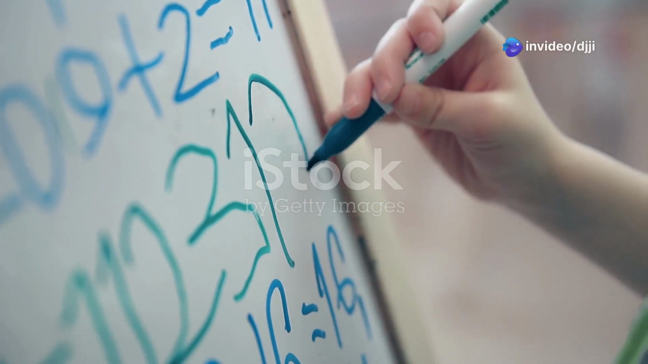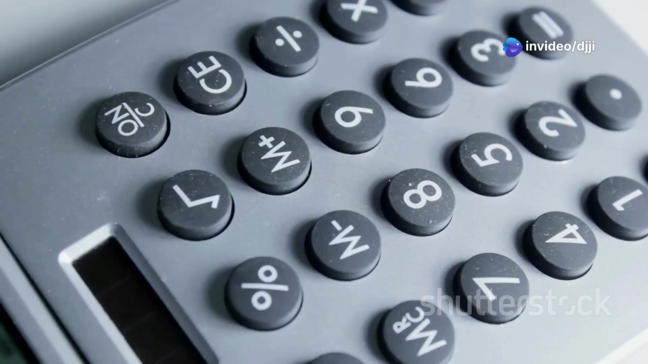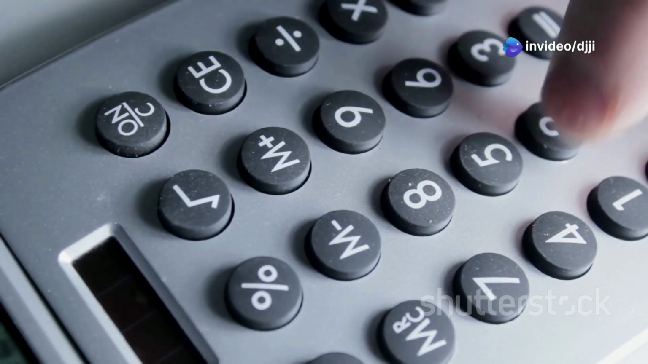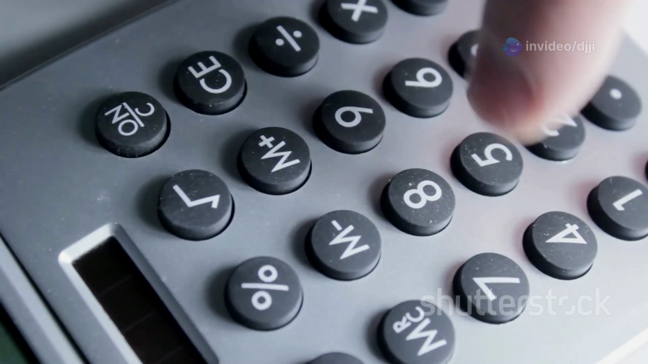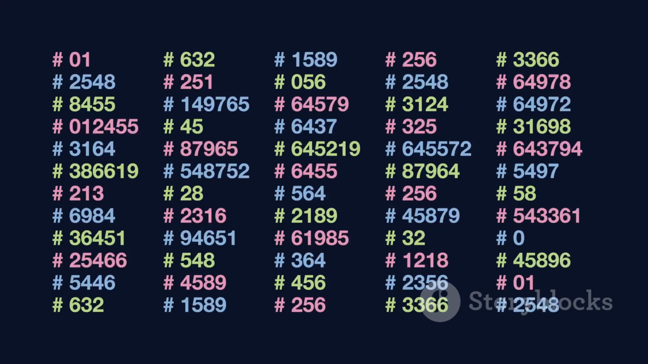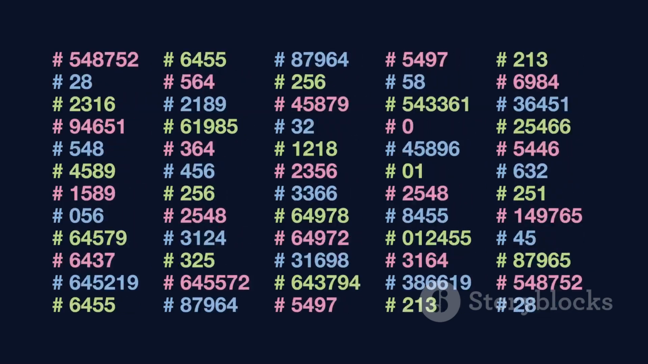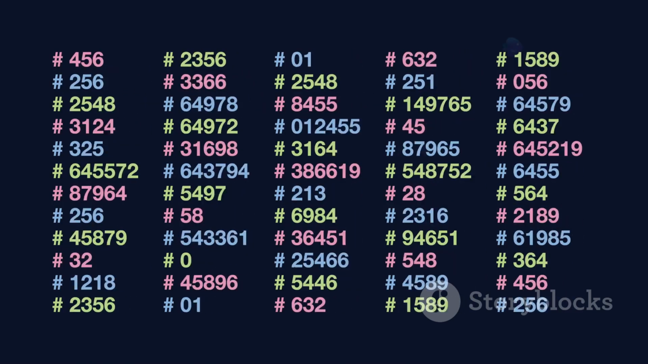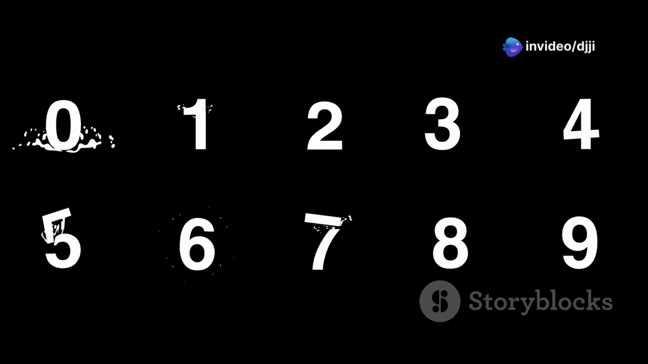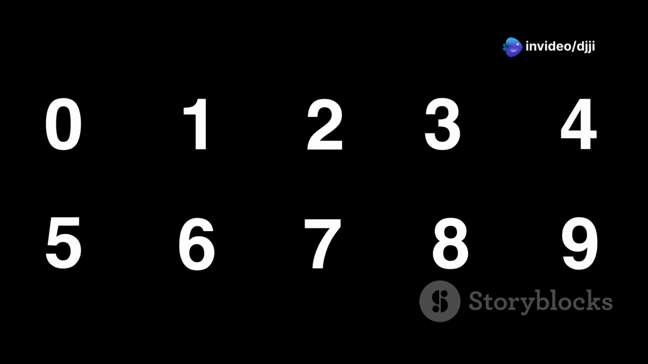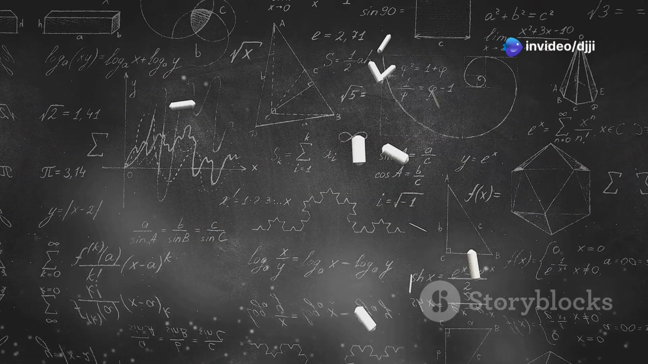Integers are whole numbers that can be positive, negative, or 0, but they don't include fractions or decimals. Examples of integers: positive integers 1, 2, 3, 100. Negative integers -1, -2, -3, -100, and 0. So the set of integers looks like this: -3, -2, -1, 0, 1, 2, 3.